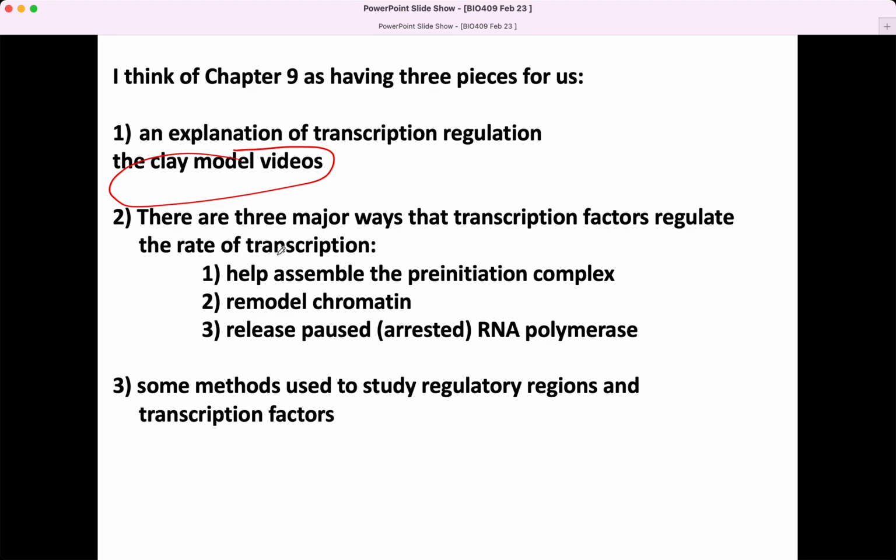Then in this chapter, what we're in the middle of diving into is this, and we've talked about pre-initiation complex, MyoD, we talked about remodeled chromatin and estrogen receptor and other nuclear receptors, and we're just starting to talk about this one. And then the last piece for us that I'll talk about today in class here is that there are a series of methods that the book uses, and I add a couple more methods to that list to talk about some of the many ways that scientists study the regulatory region of genes and the transcription factors that bind to them.